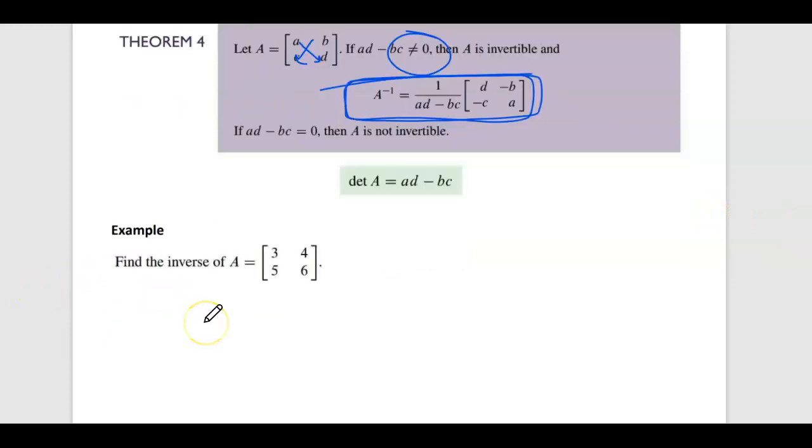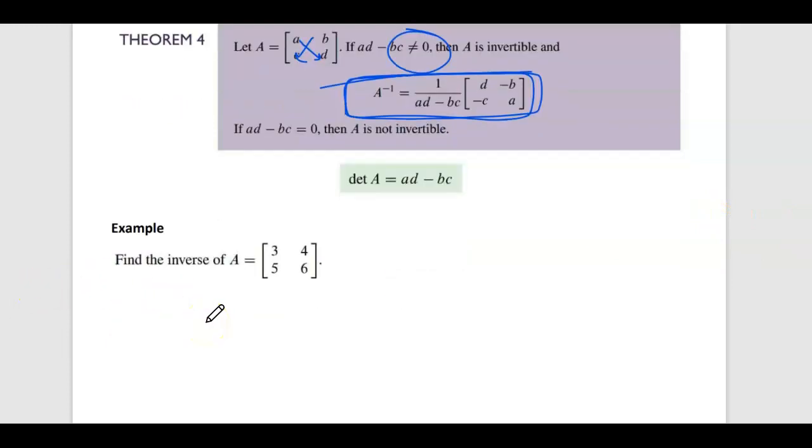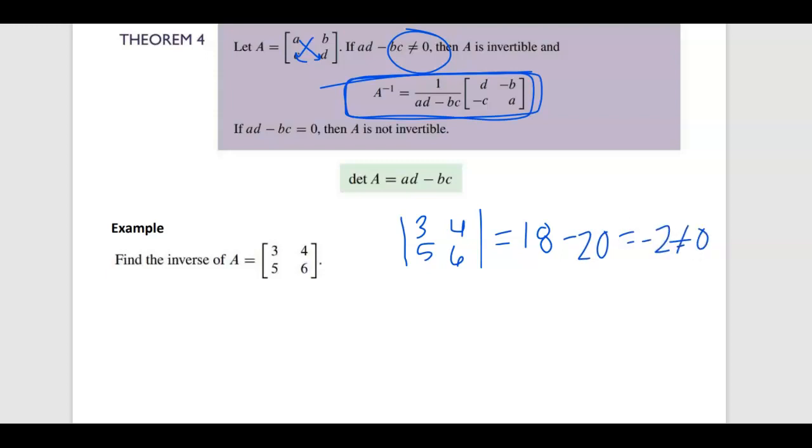So let's go ahead and do that for A. Let's find the determinant first. Another notation that you might see for determinant is just straight bars, like that. So 3 times 6 is 18, minus 4 times 5 is 20. I was already subtracting in my head. Negative 2, which is not 0.